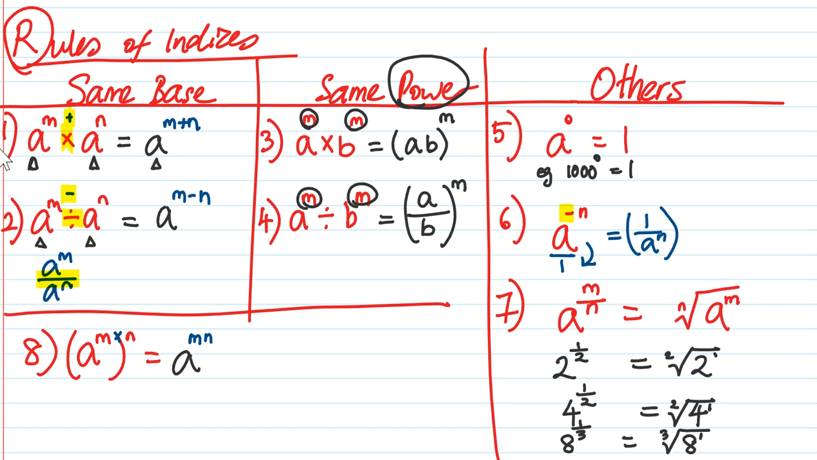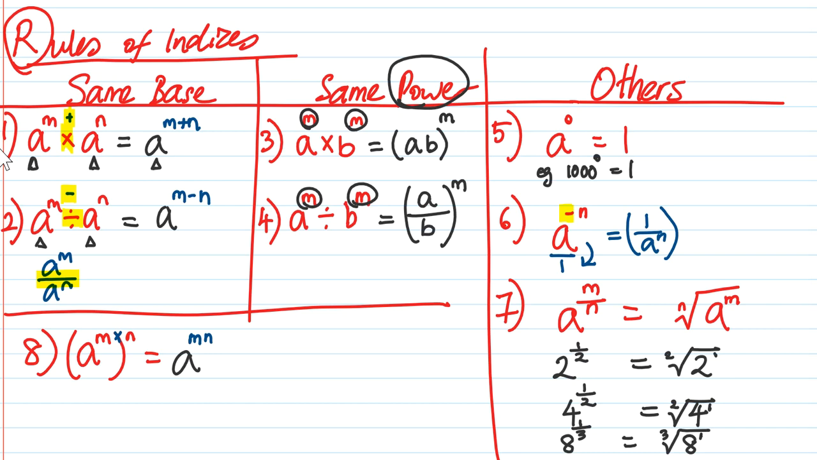So if it's a to the power m multiplied by b to the power m, we just need to put a bracket and put the power outside, which is m, and we multiply a times b, which gives us ab. Similarly for number 4, if we have a to the power m divided by b to the power m, they have the same power, m. So you put the power outside the bracket, take a divided by b. So these are the first 4 rules of indices.